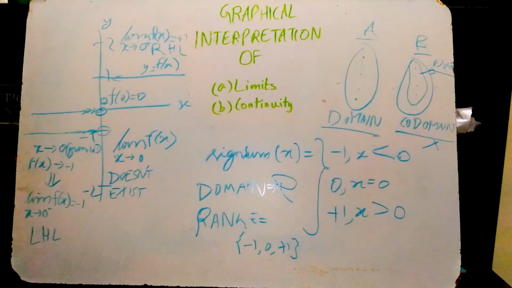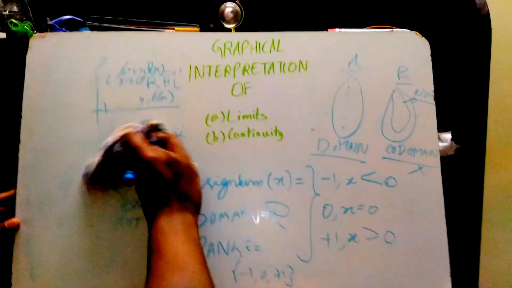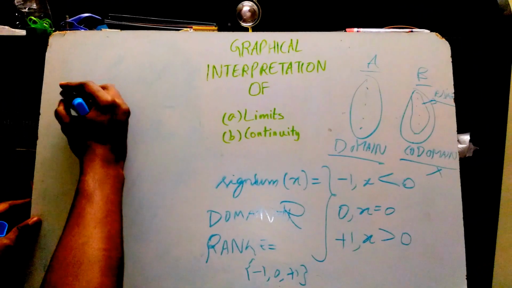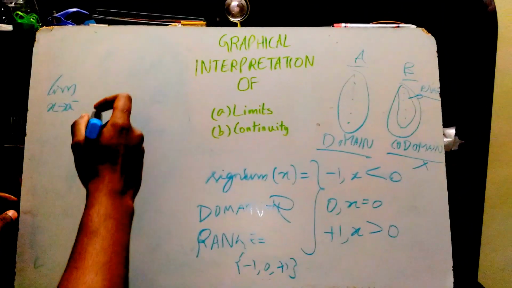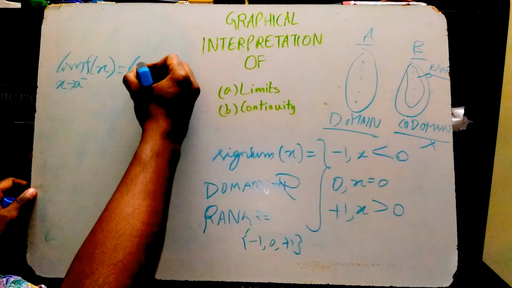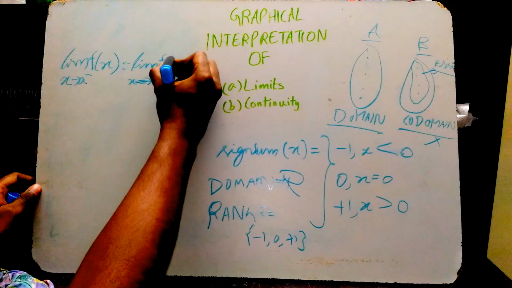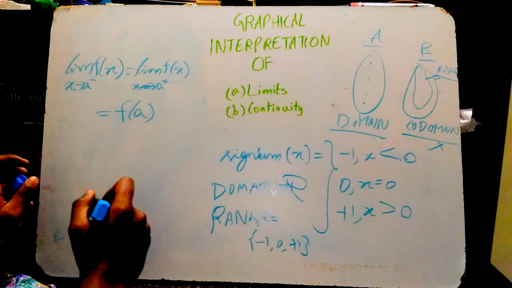For a function to be continuous at a given point x is equal to a, where a is coming under the domain, limit x tends to a minus of f of x should be equal to limit x tends to a plus of f of x, which also should be equal to the functional value at a.